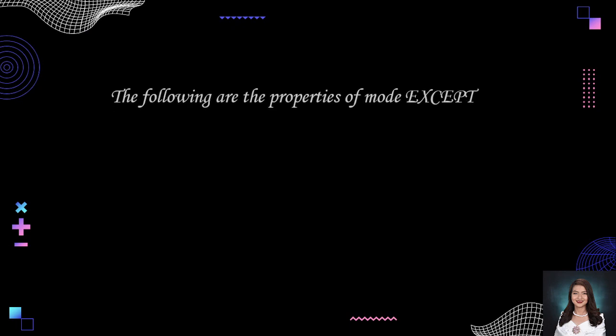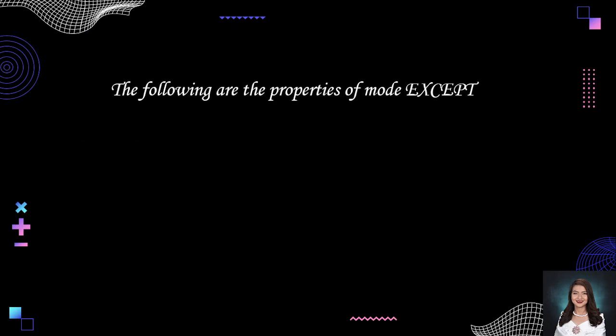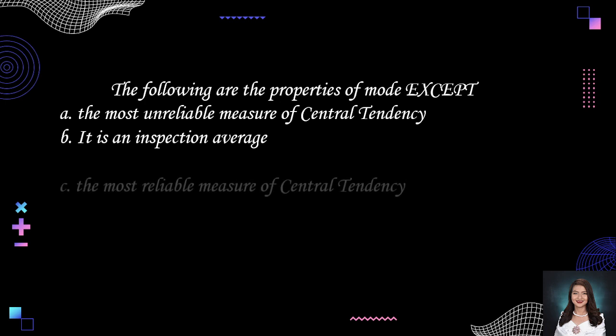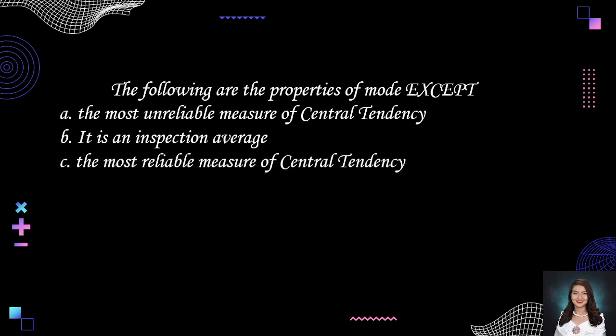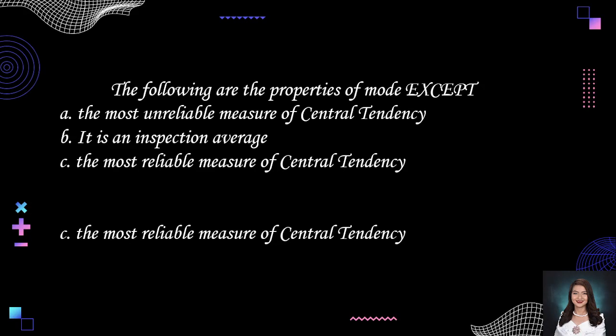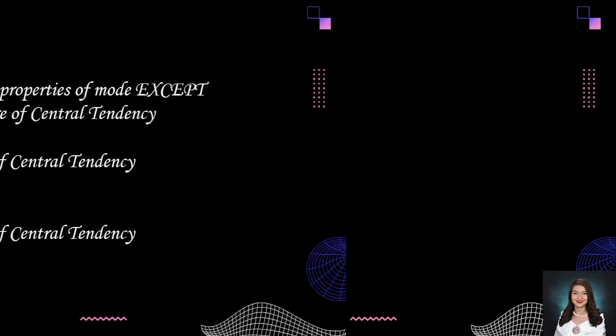Next one, the following are the properties of mode except: the most unreliable measure of central tendency; it is an inspection average; the most reliable measure of central tendency.